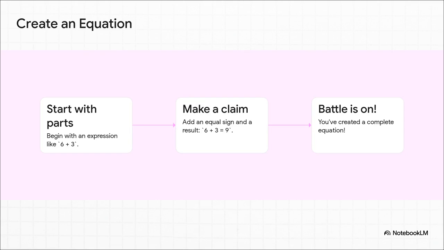You know, what's really cool is how simple it is to go from one to the other. You can start with just the parts, the expression, something like 6 plus 3. Then you just make a claim about what it's worth. You add that equal sign and a result, and boom, 6 plus 3 equals 9. Just like that, you've turned your preparation into a battle. Your phrase is now a complete sentence.